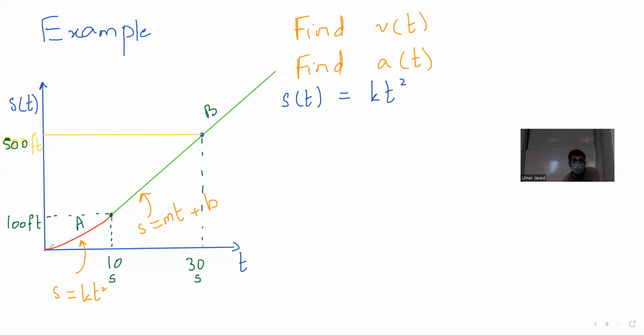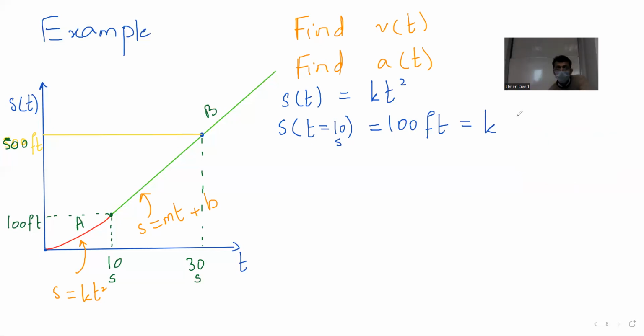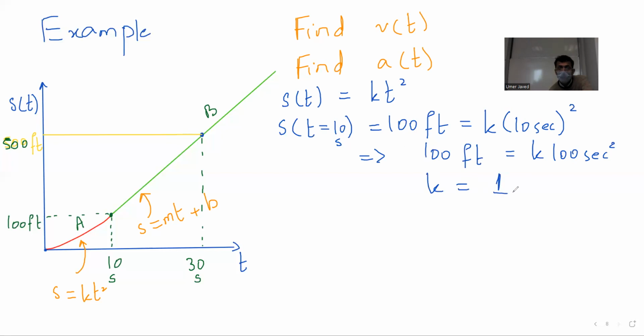So the way is that I have 2 points. I have to use one of the points. So let's use S at 10. Okay, don't make a mistake. This is at t equal to 10. So anyways, 100 feet equal to, I think you are right, K multiplied by 10 second square, which is equal to 100 feet equal to K 100 second square. So K equal to 1 feet per second square.